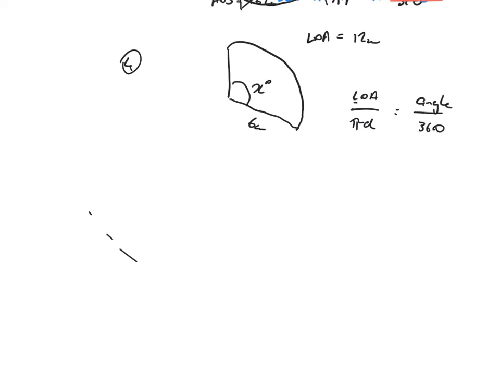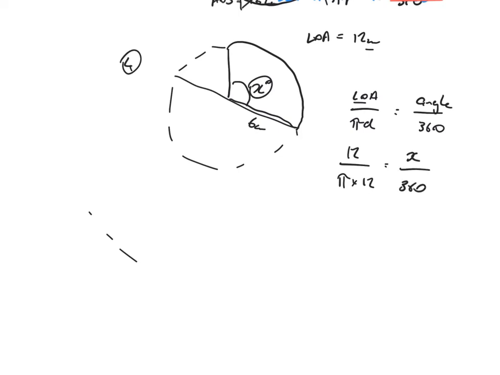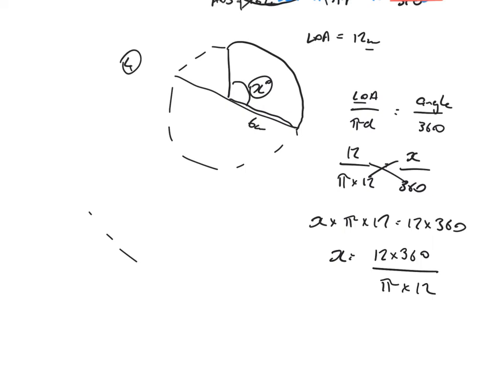Okay, what's the length of the arc? The length of the arc is 12, so 12 over pi times the diameter. The radius is 6, so the diameter is going to be 12, equals the angle x over 360. Cross multiply: x times pi times 12 is equal to 12 times 360. I'm now going to bring the pi times 12 down and divide, and that will be x equals 12 times 360 over pi times 12. Enter into the calculator, to one decimal place, 114.6 degrees.